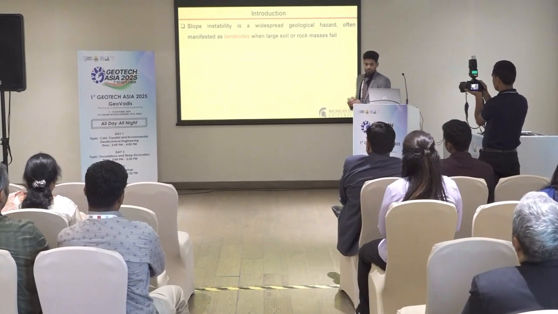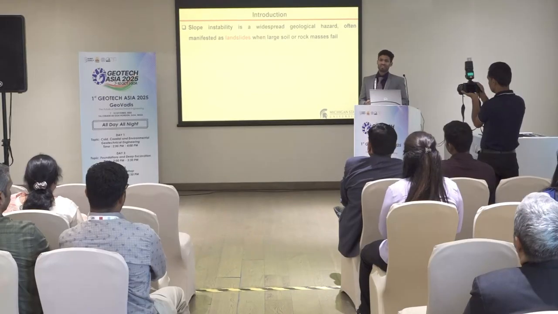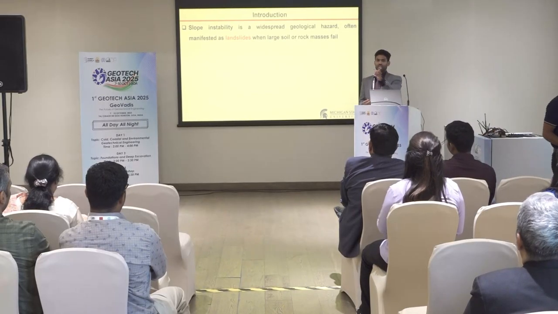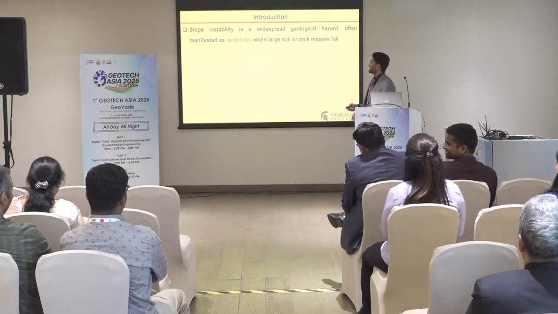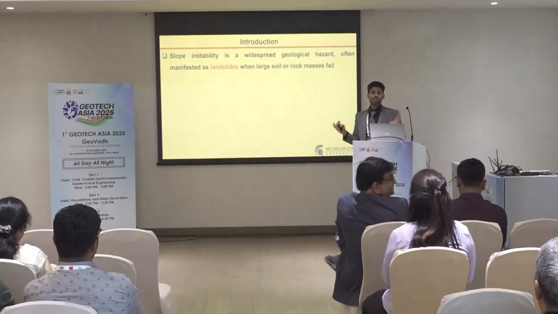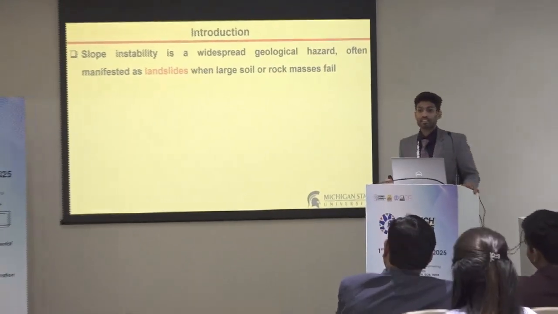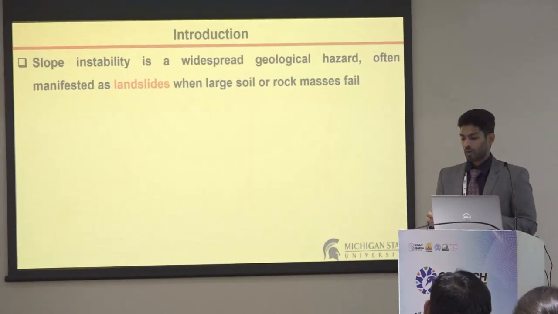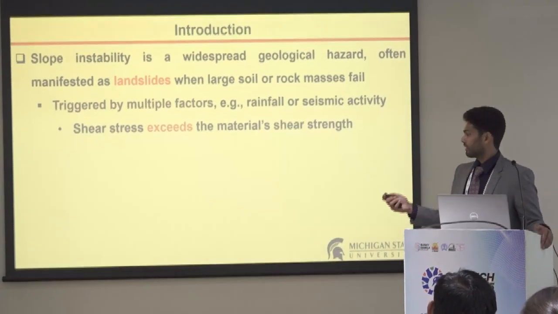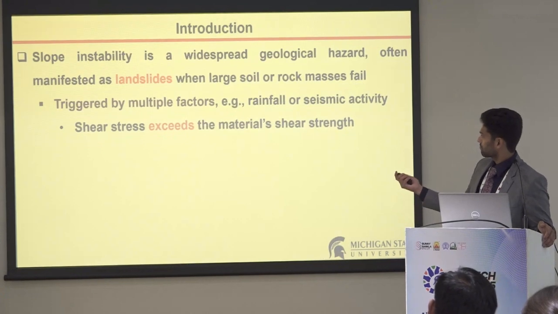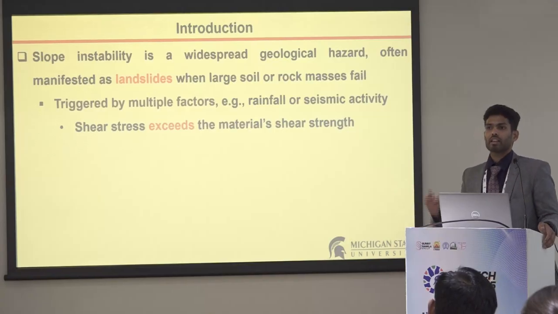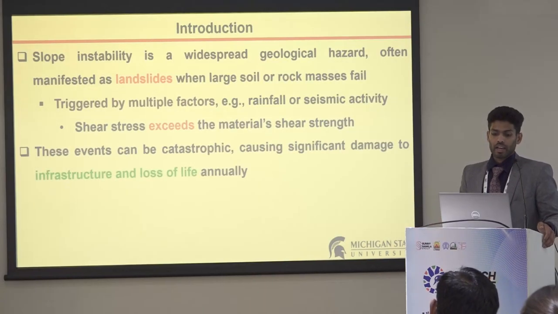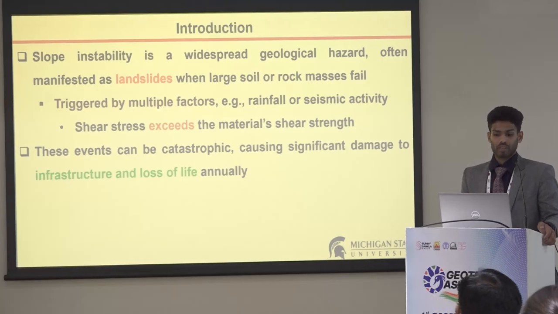So, you might be familiar with slope instability. I see one person who was there at the previous session as well, so I might be boring, so please ignore. Slope instability is a widespread geological hazard, often manifesting as landslides when a large soil or rock mass fails. How do they fail? There are multiple triggering mechanisms, like rainfall or seismic activity, that cause the shear stress to exceed the shear strength. That is how these landslides occur. And they cause significant damage to infrastructure as well as loss of lives.